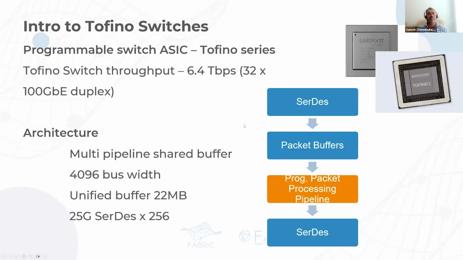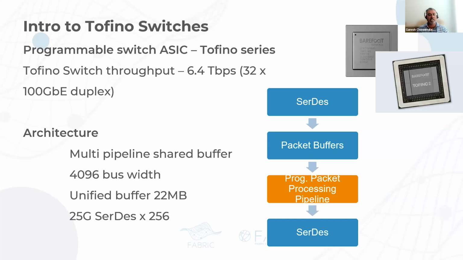So first of all, what are Tofino switches? They are programmable switch ASICs. Tofino 1, which is version 1, supports 6.4 terabits per second, which is like 3200 Gbps full duplex. Ports can be supported by the Tofino 1 switch, and Tofino 2 is 2 times this, and so on.